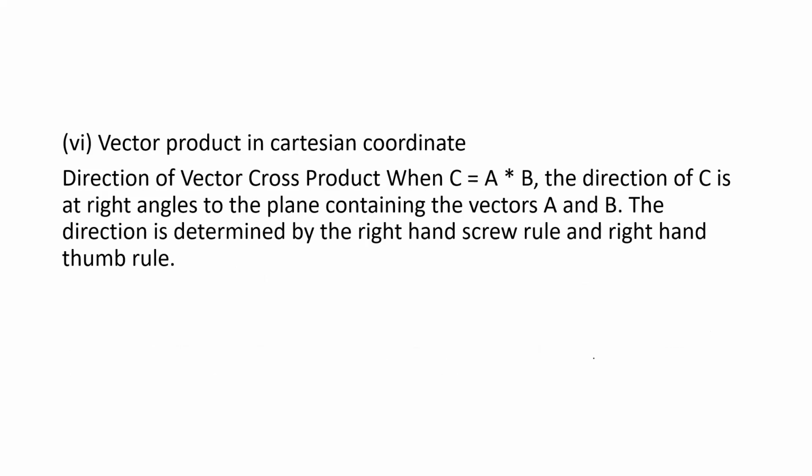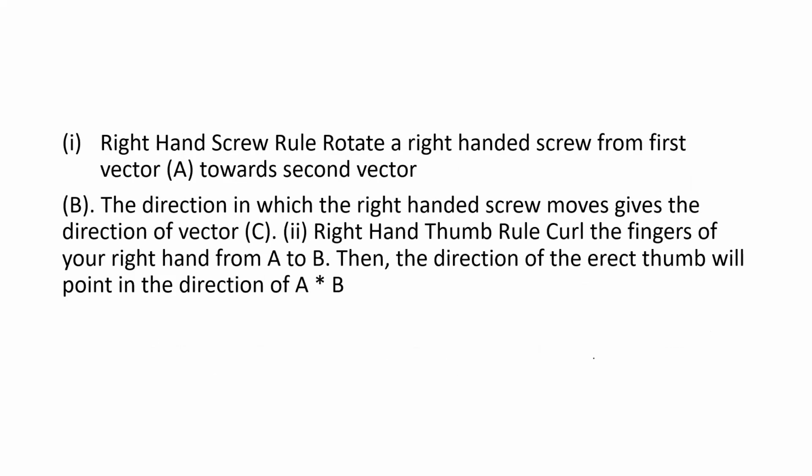The direction is determined by the right hand screw rule and right hand thumb rule. So these are the properties of vector product. Then here we have the right hand screw rule. So what are the right hand screw rules?